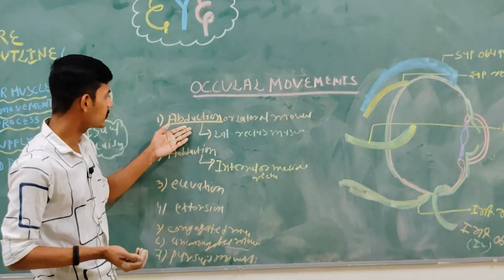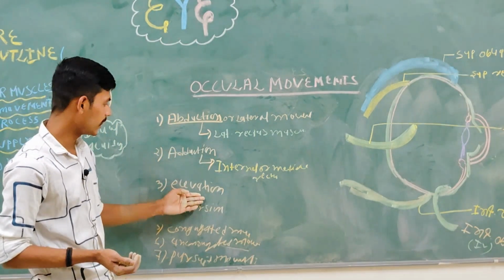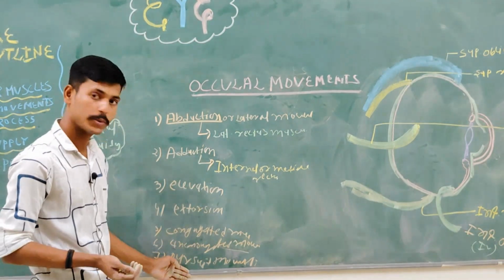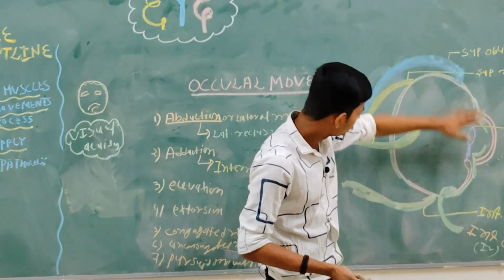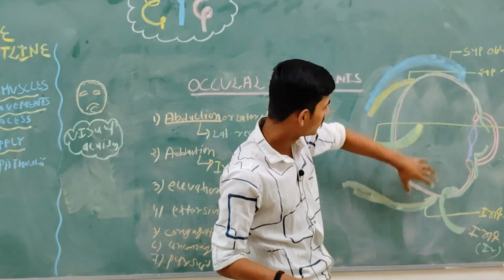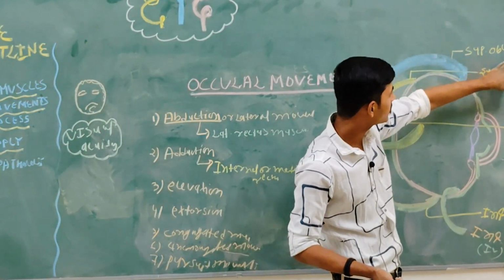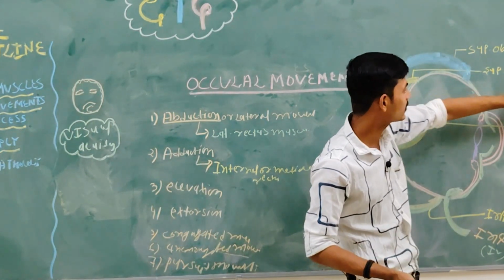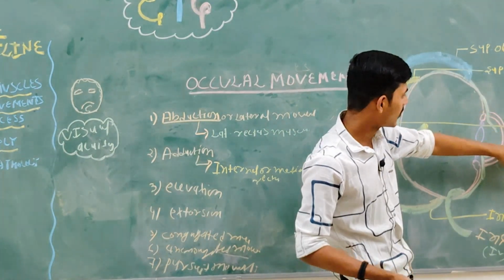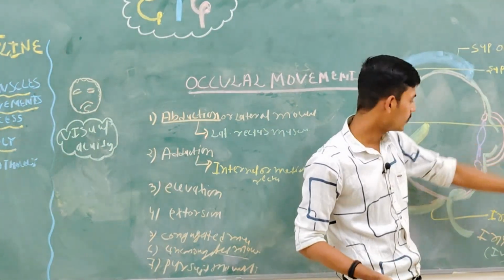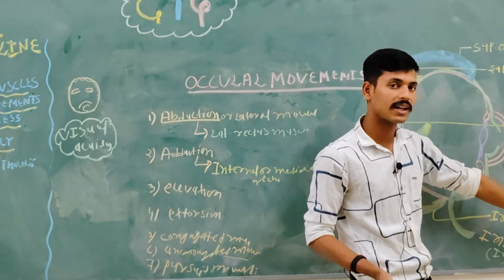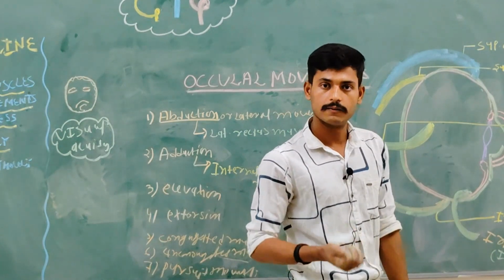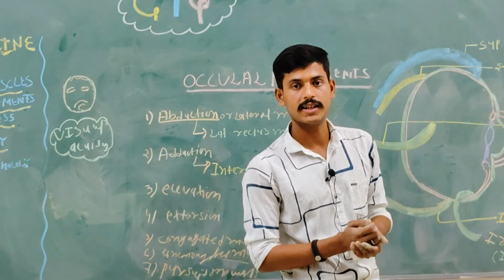We defined the movements: abduction, adduction, elevation, extorsion, conjugated movement, unconjugated movement, and pursuit movement. Then we defined the insertion of these muscles. The superior oblique is supplied by the 4th cranial nerve. The superior rectus is supplied by the oculomotor nerve. The lateral rectus is supplied by the abducent nerve. The inferior rectus is supplied by cranial nerve 3, and the inferior oblique by cranial nerve 4. Understanding? Any doubt?